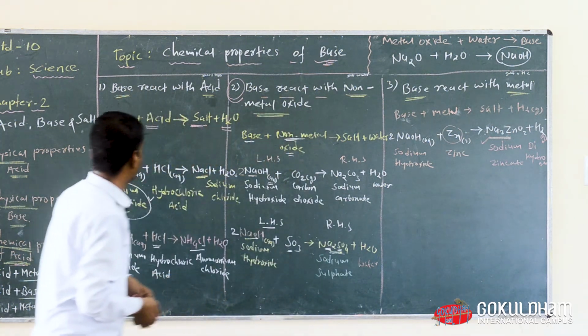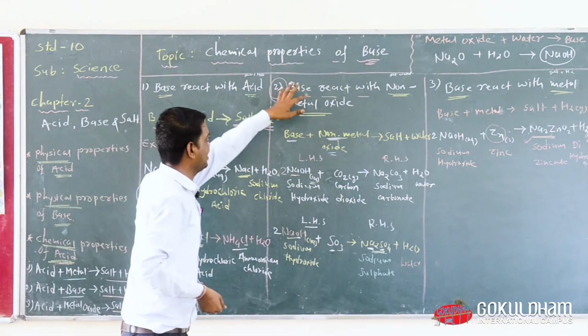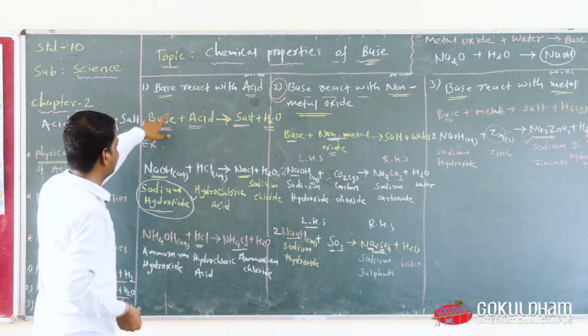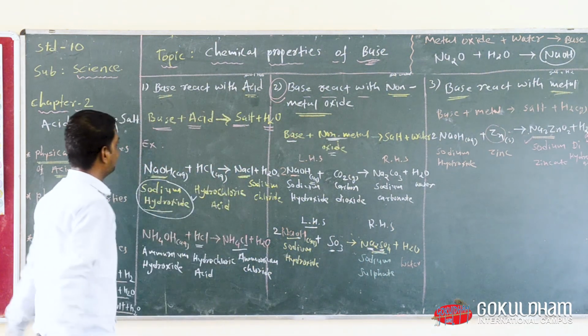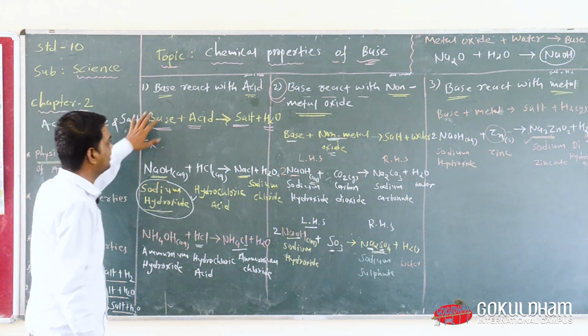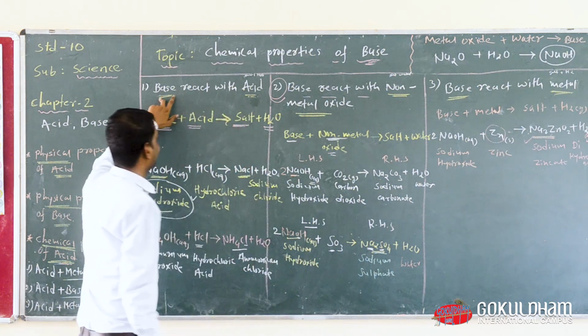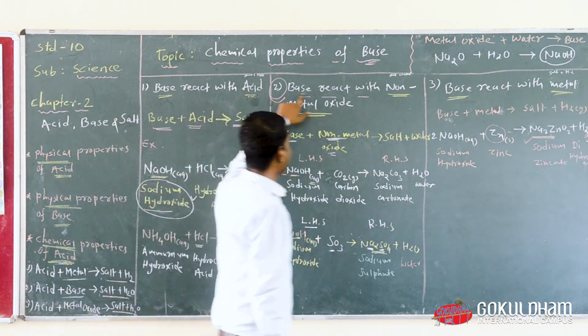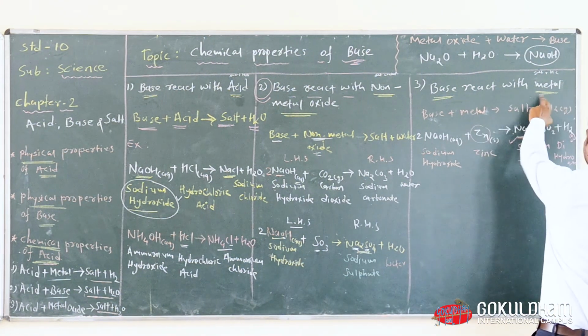So today we learned about the chemical properties of base. These are the chemical properties of base. Now we repeat one more time. How many chemical properties of base are there? There are three main chemical properties of base. The first is base reacts with acid, then base reacts with non-metal oxide, and base reacts with metal.